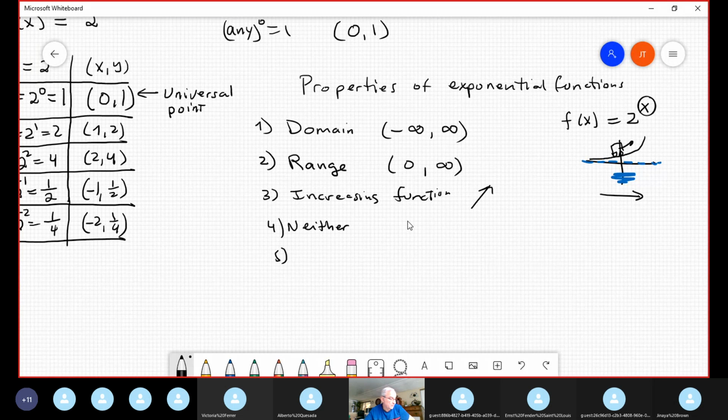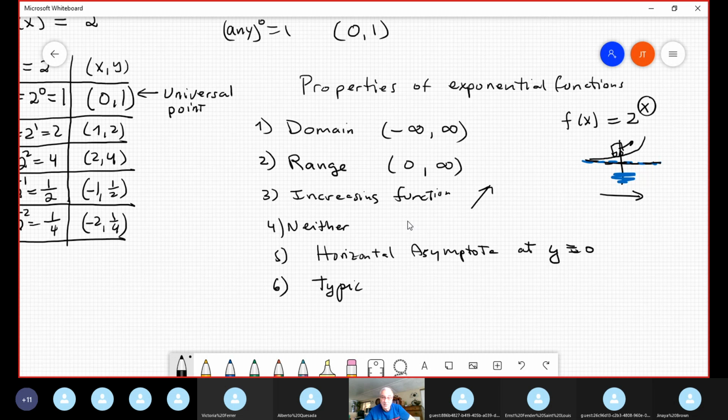Number 5 is horizontal. We have a horizontal asymptote, always at y equals 0. And the test number 4, sorry. The first question is: do the graph of the one exponential function. And number 6, in my opinion, is the most important property. It's the typical points that allow us to do the graph of any exponential.